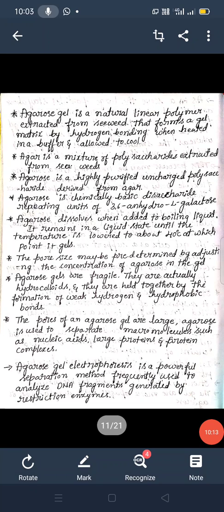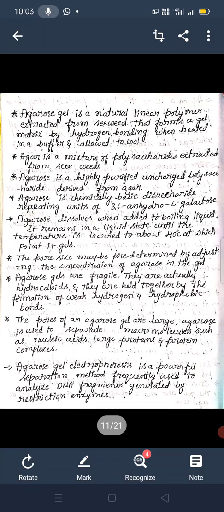Next, agarose gel electrophoresis. Here we use agarose gel as a solid support medium. Agarose is a natural linear polymer extracted from seaweed that forms a gel matrix by hydrogen bonding when heated in a buffer and allowed to cool. Agar is a mixture of polysaccharides extracted from seaweeds. Agarose is a highly purified uncharged polysaccharide derived from agar.